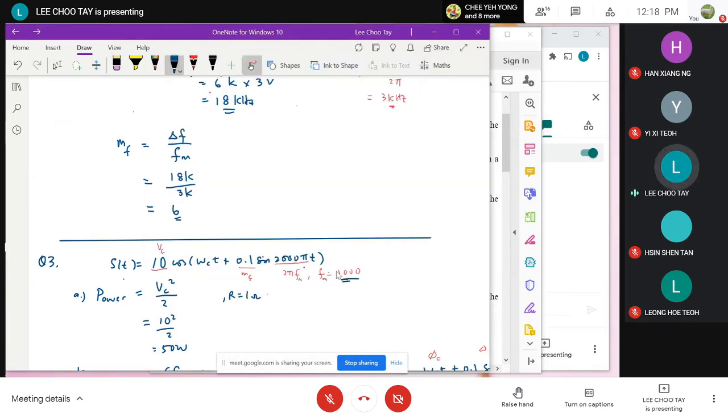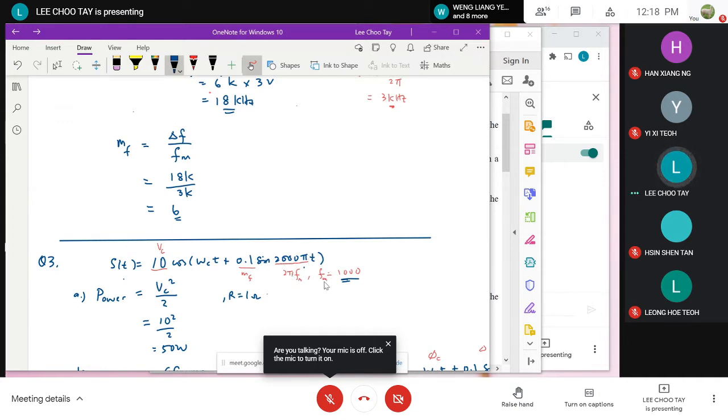If you recognize this equation, this number here, if you compare to the standard equation of an FM signal with a single tone message, you will be able to tell that this is your modulation index. And this is your omega m, or 2 pi fm. So that gives us fm equals 1000. 2000 pi divided by 2 pi gives you fm equals 1000 hertz.